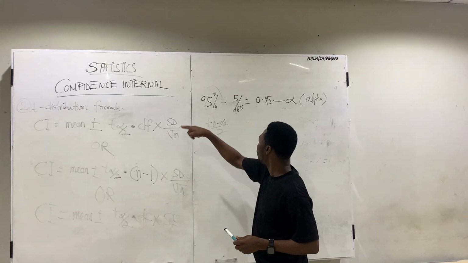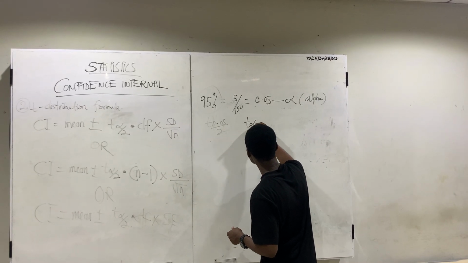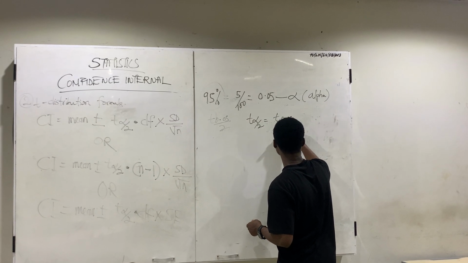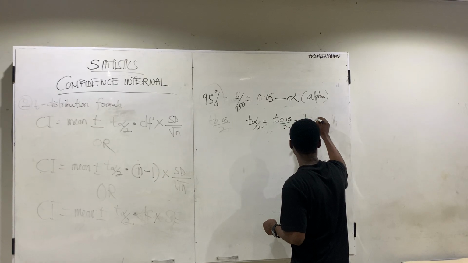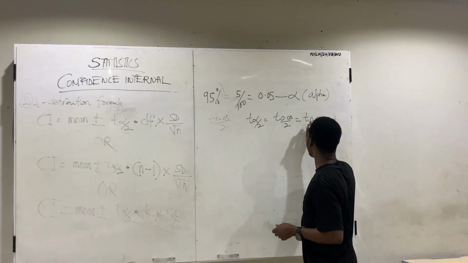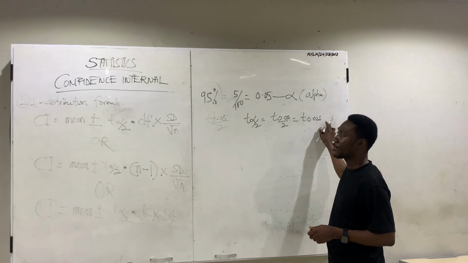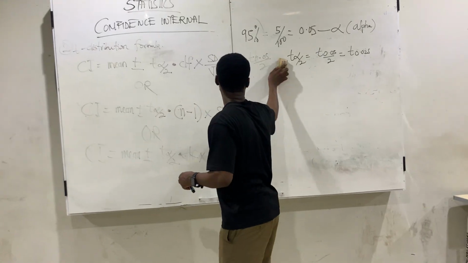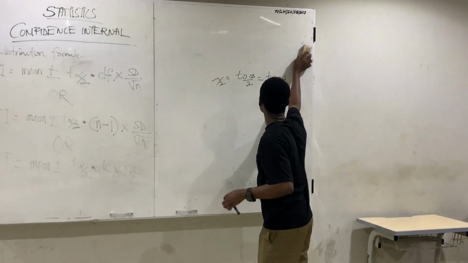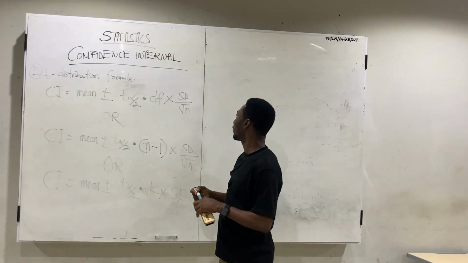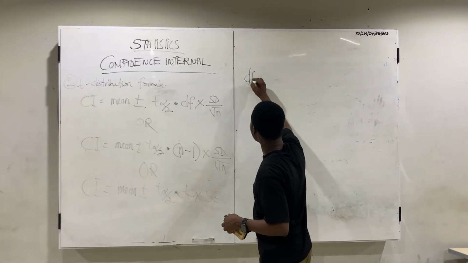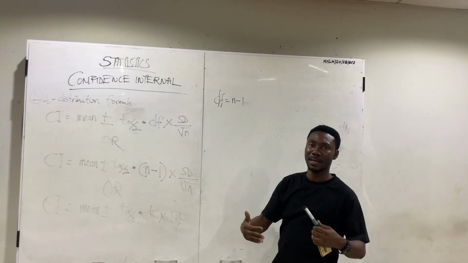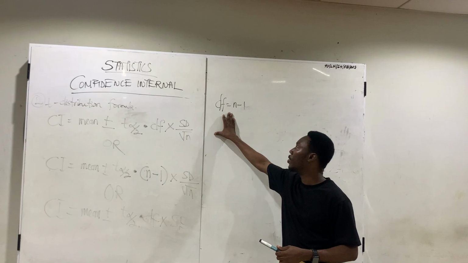So the T alpha over 2 simply means T 0.05 over 2, and that's also the same as T 0.025. Is that okay? If you divide this one by 2, you get 0.025. That is what you have over here. Okay. Now the df. In confidence interval calculation, if you are asked to calculate df, df is equal to n minus 1. df is equal to the sample size minus 1. That's the formula for df in confidence interval calculation.